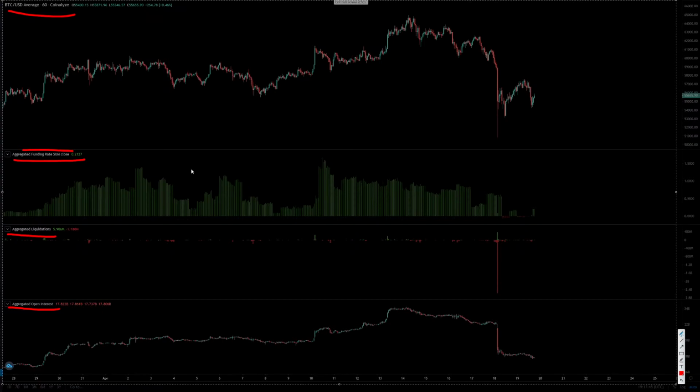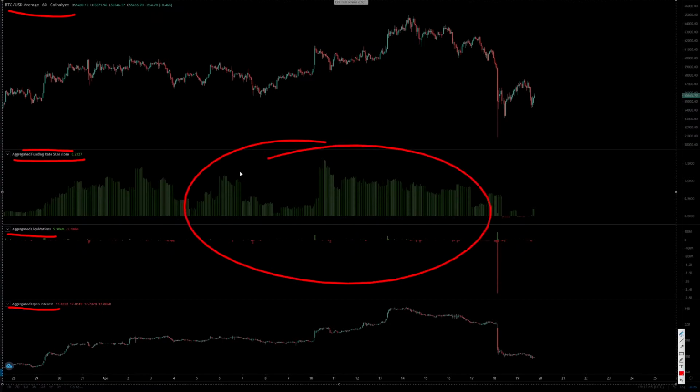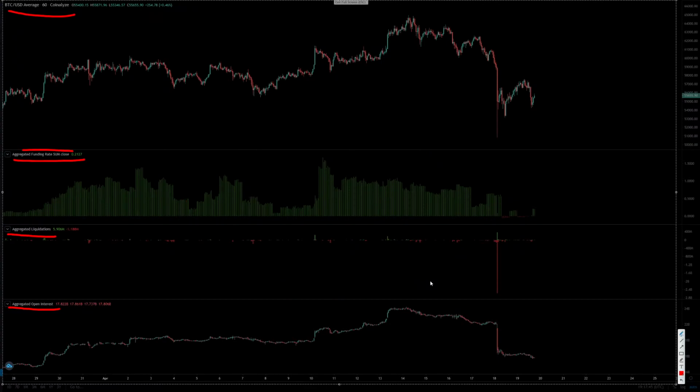So funding will generally, for the most part, you can just see it here, be positive, right? You're paying to be long, and then when funding gets negative, then you get paid to be long, right? So just like futures typically trade at a premium to spot, funding on perps will typically, under normal circumstances, be positive as well, right?